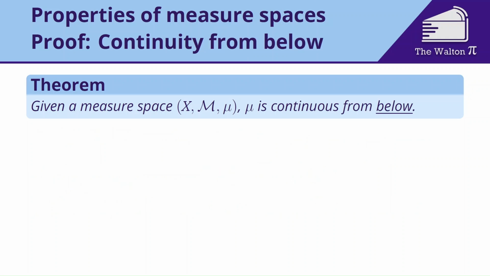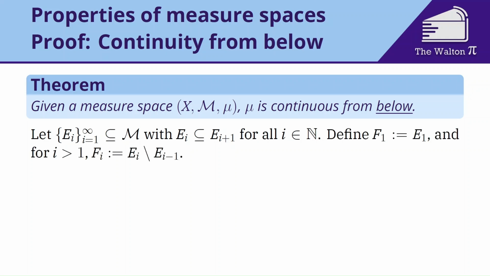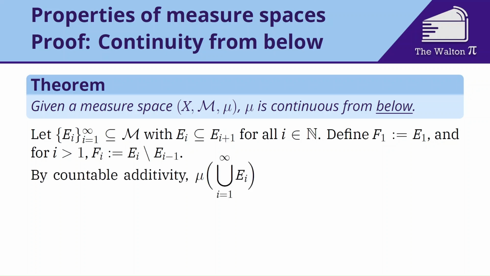To get continuity from below, let's let E_i be a set so that the E_i's are a subset of the E_{i+1}'s, and then we are going to define F_1 to be E_1, and for all i's bigger than 1, F_i is E_i set subtraction E_{i-1}. So by countable additivity, that means that mu of the union of the E_i's is mu of the union of the F_i's, so that's just because they are the same set.